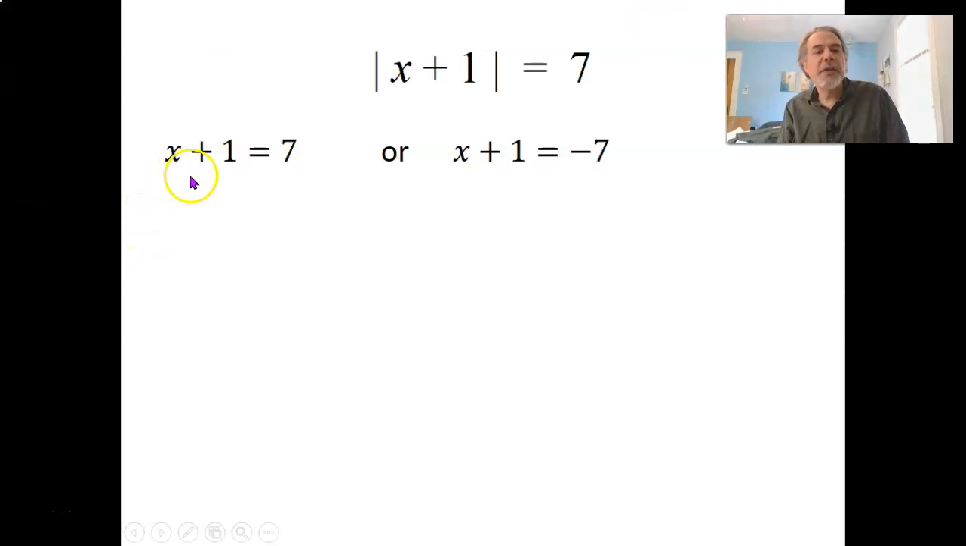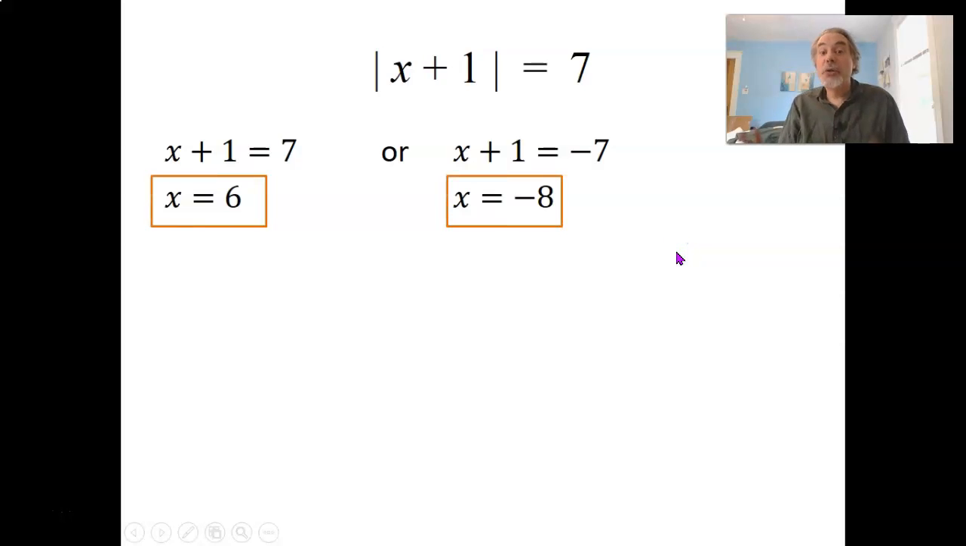Now we solve each one of these by subtracting 1 on both sides. X equals 6, or x equals -8. So those are the two solutions to this equation. Notice if I plug 6 in, 6 plus 1 is 7, and the absolute value of 7 is 7. If I plug -8 in for x, -8 plus 1 would be -7 inside the absolute value bars, and then the absolute value of -7 is 7.